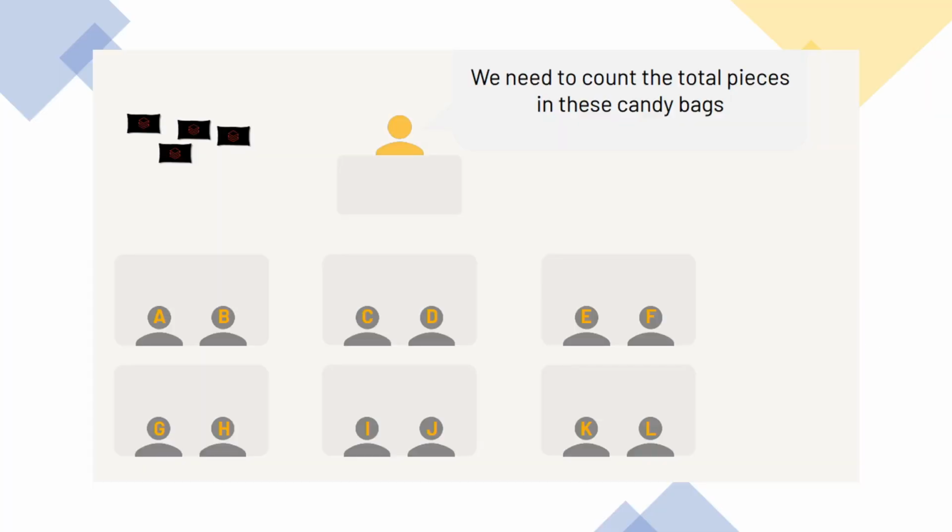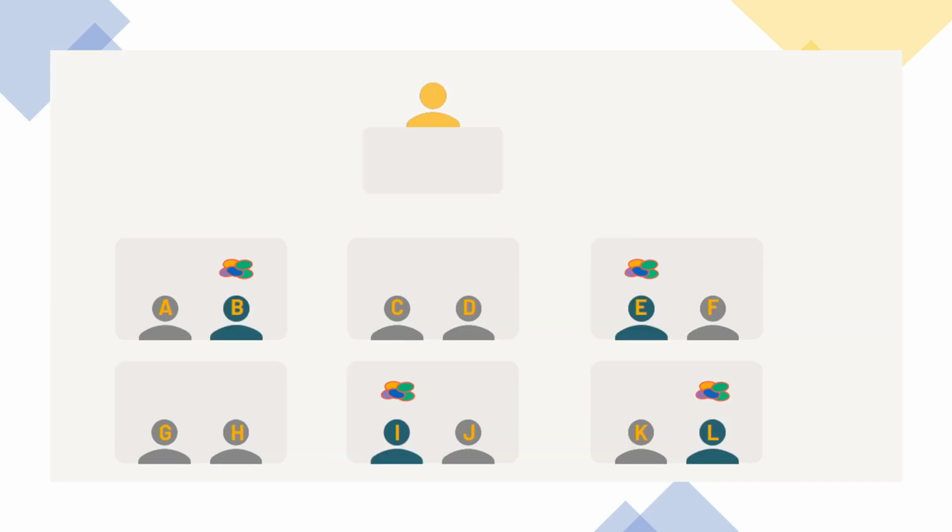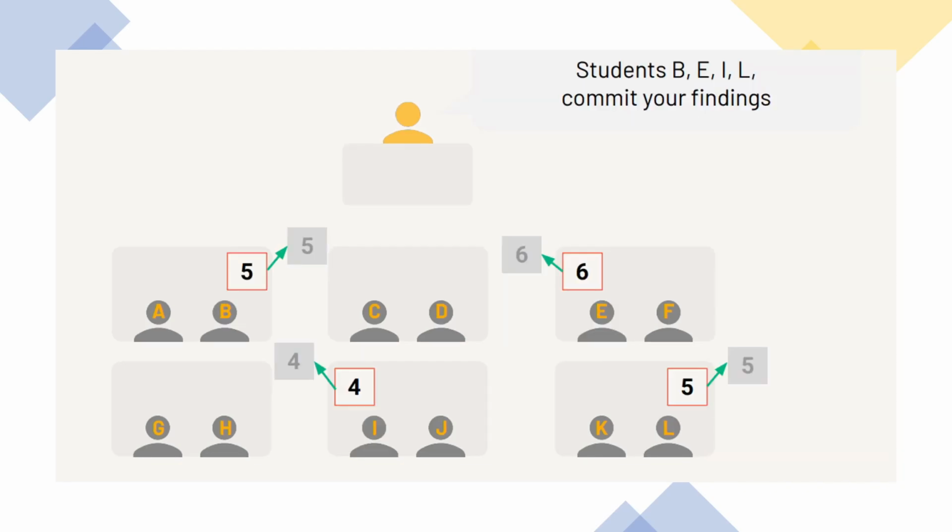For example, here in our case again, we have the teacher and the students, and the teacher wants to count the total pieces in those candy bags. So he assigns students B, E, I, and L those 4 bags. And the students perform the task, they start counting, and they commit their findings, right?